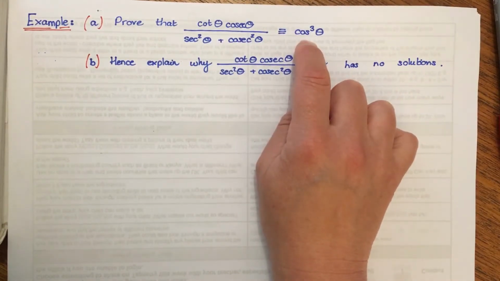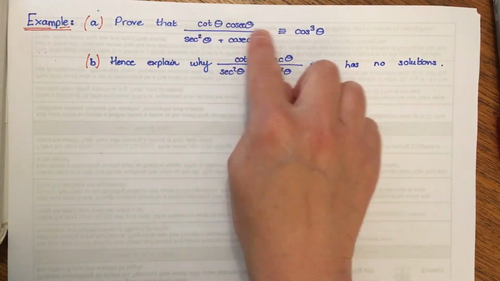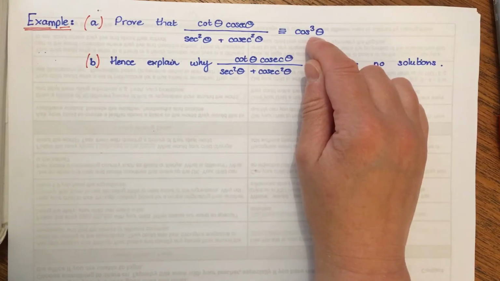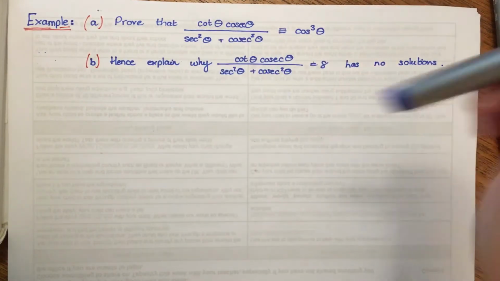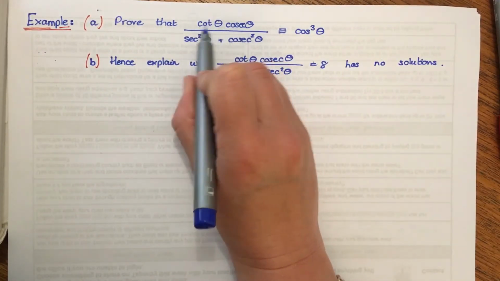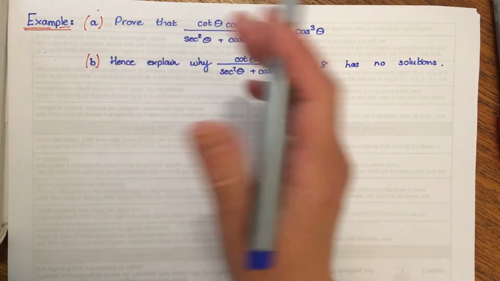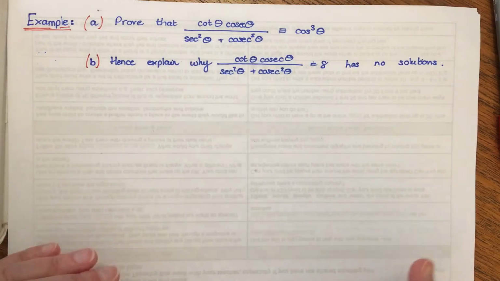Whenever we're trying to prove an identity, we generally start with the left hand side and try to use some things that we know to turn it into the right hand side. Now, if I look at this one, it's quite complicated. We've got 2 reciprocal functions in the top and 2 reciprocal functions in the bottom. So I'm going to look at each of them in turn, just so the page doesn't get too busy.